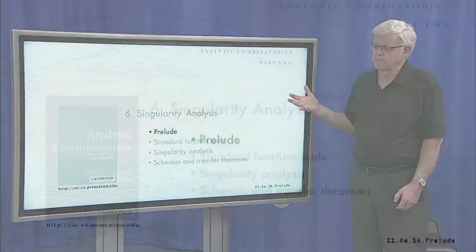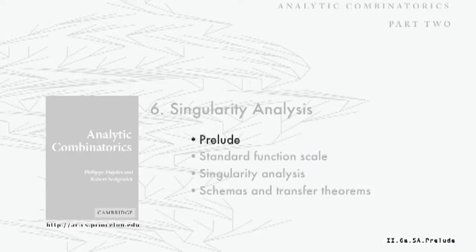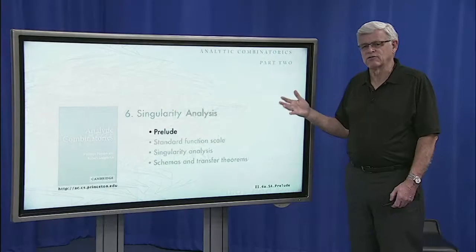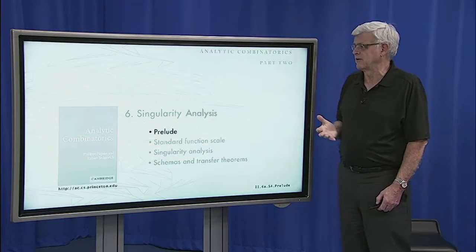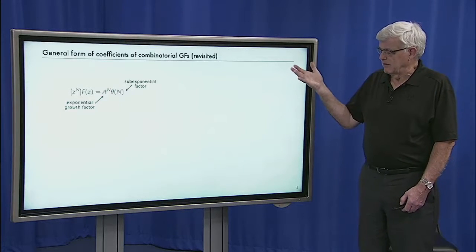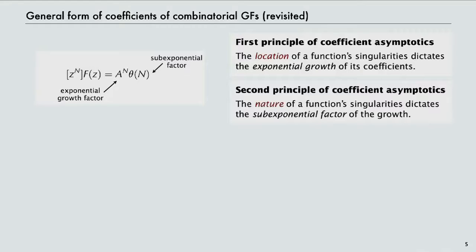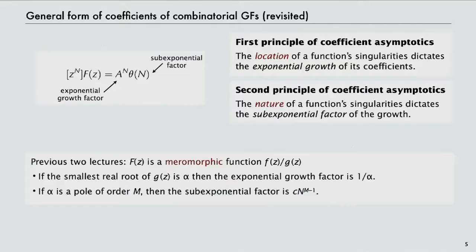Now, I'm going to start with a prelude that will help put the characterization of the kinds of functions that we're talking about into context. Now again, the general form of combinatorial generating functions is that we're always going to have an exponential growth factor and some sub-exponential factor. And our first principle is that the location of the singularities is going to dictate the exponential growth, and the nature of the singularities is going to dictate the sub-exponential factor.